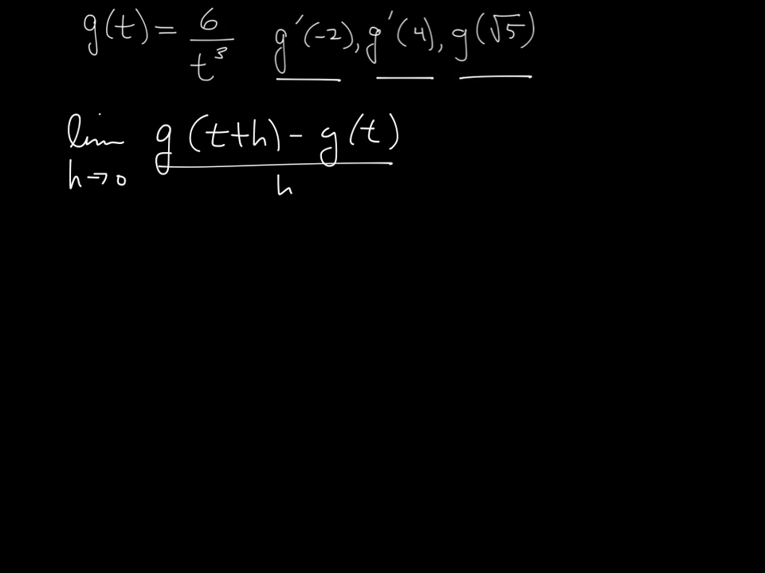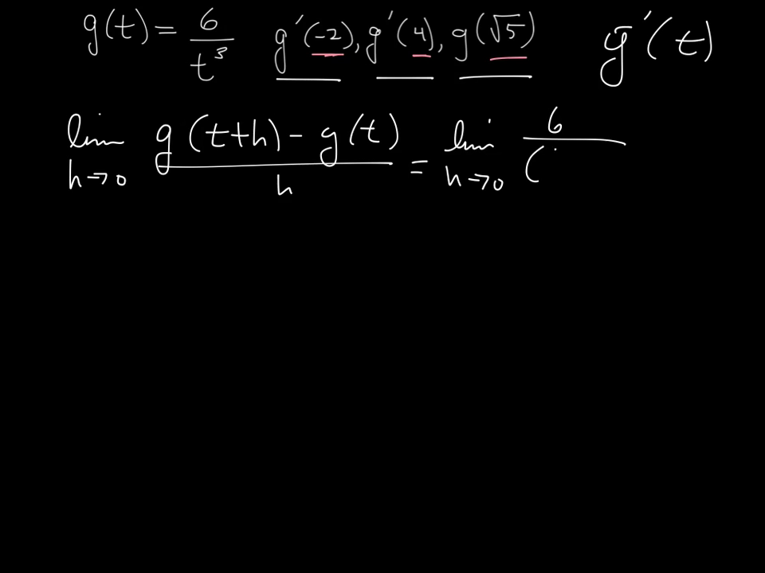So what we'd like to do, instead of plugging in numbers, is actually go through and find the derivative function first, which says what we're going to find first is g prime of t. Because once we find the function, then we can just plug those values in. So here we go. We have the limit as h approaches 0 of 6 over t cubed, where I see a t, I plug in a t plus h, minus 6 over t cubed.